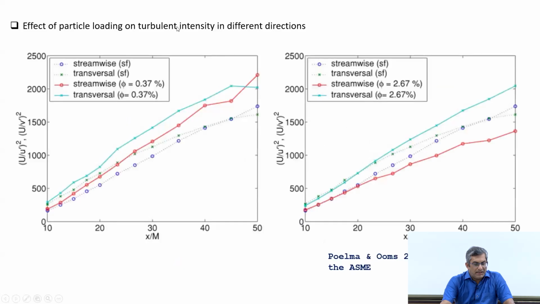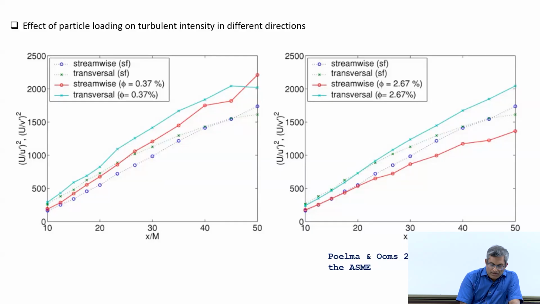Then, effect of particle loading on turbulent intensity. Earlier people only wanted to know what happens to the turbulent kinetic energy, but then some people also tried to understand what happens to the turbulence intensity in different directions. Do they remain the same? If in one direction, the axial direction, you see reduction, then in the cross stream direction or radial direction, would you see the same effect? The answer is no.